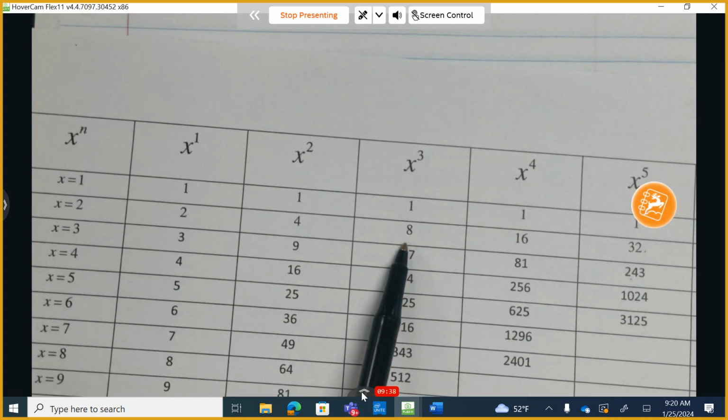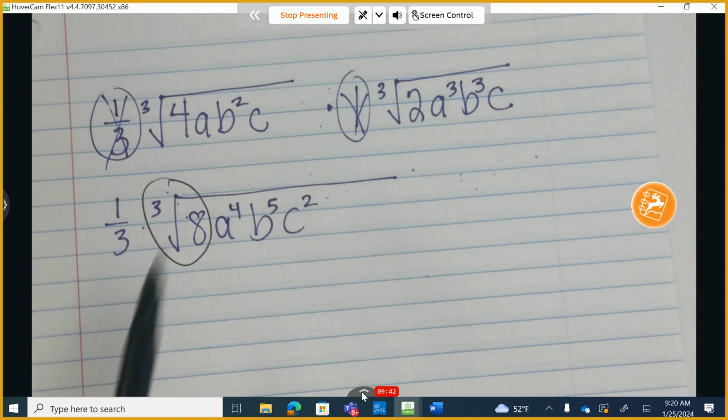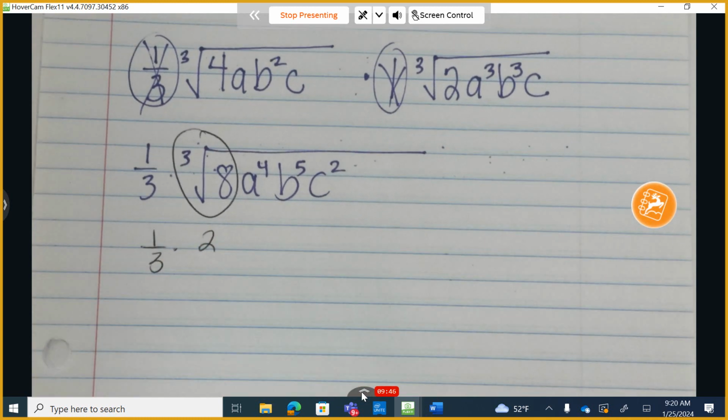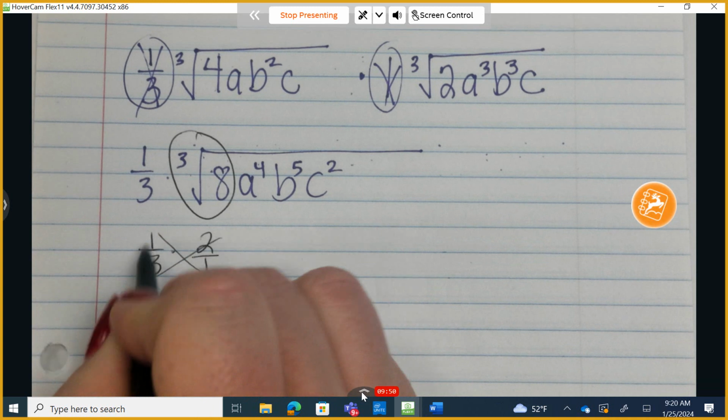Column 3, locate the 8. Go straight across to receive 2. So 2 pops out of this. So I have 1/3 times 2. Well, 1/3 times 2 is like 1/3 times 2 over 1. So I end up with 2 over 3.